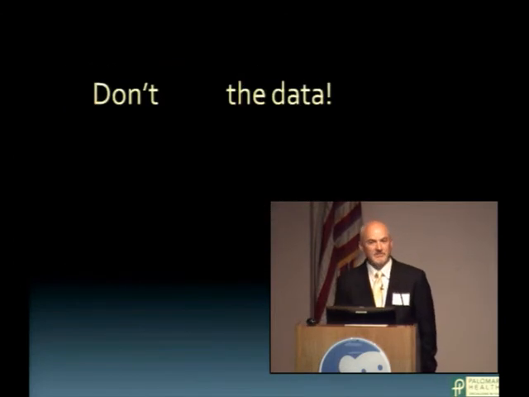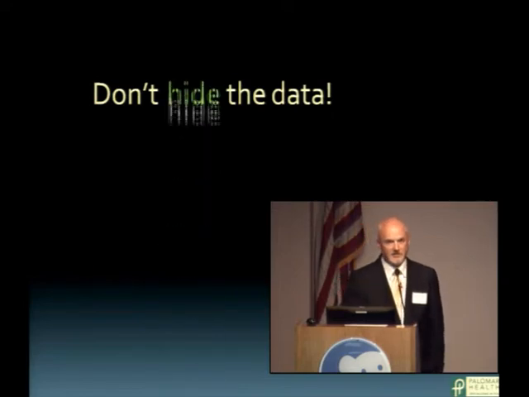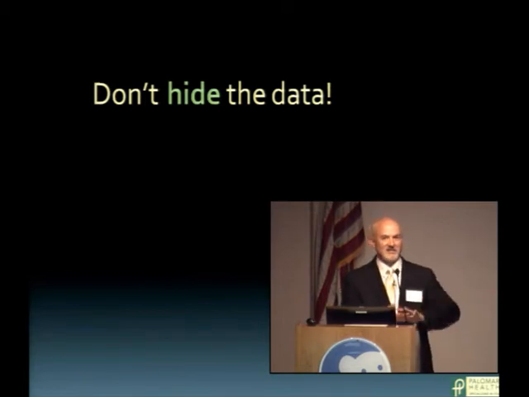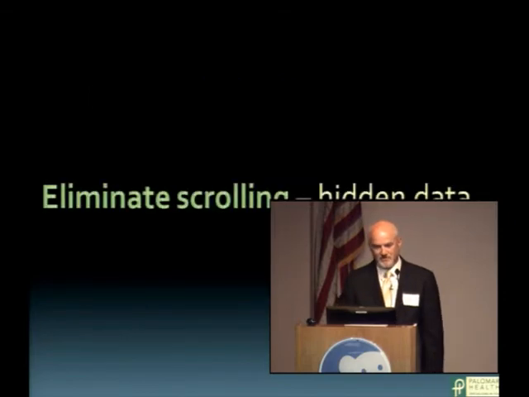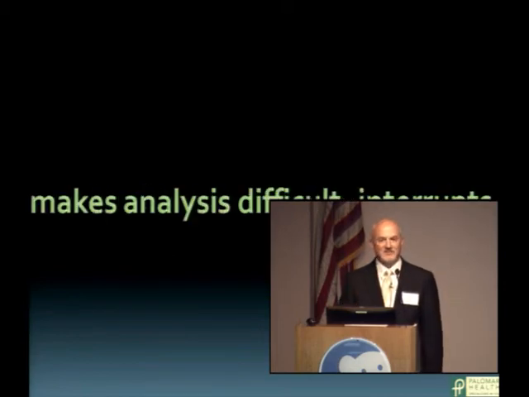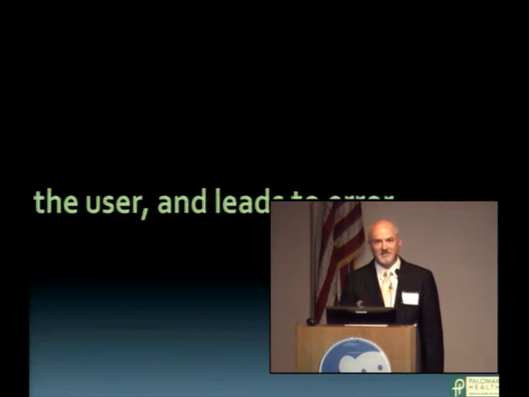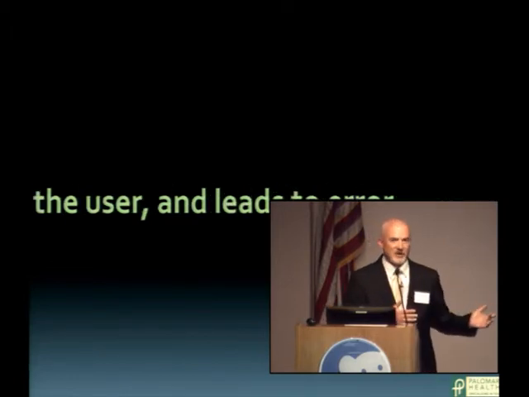Other things that you can do. Don't hide the data. One of the problems with the 15-inch monitor is it hides too much. Data is hidden. Questions come up. Where is it? I don't know. I can't find it. Scrolling. Scrolling is nuts, particularly in electronic health record, because hidden data makes analysis difficult, it interrupts the user, and it leads to error. You forget that something is scrolled off the page. You forget there's more information at the bottom of the screen that you didn't look at. You forget there's information hidden behind a column of data that really should be exposed so that you could see it.